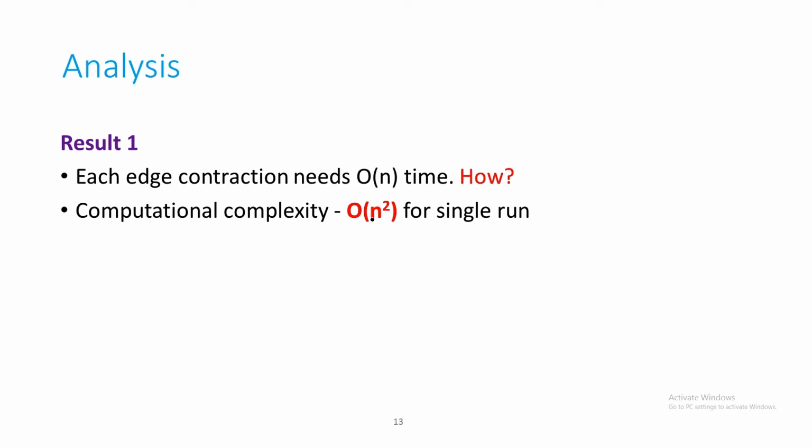So, the computational complexity of the algorithm is order of n square for a single run. Karger's min-cut algorithm outputs a min-cut with probability at least 2 by n square. We have analyzed these two, okay.